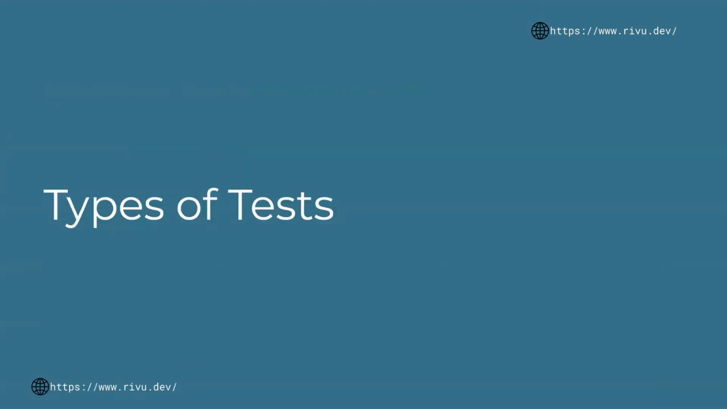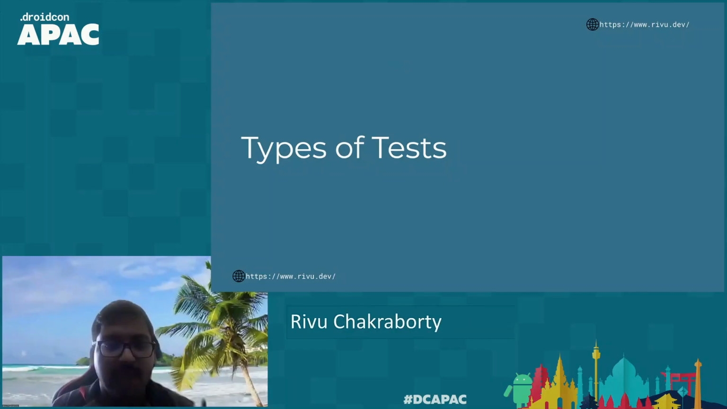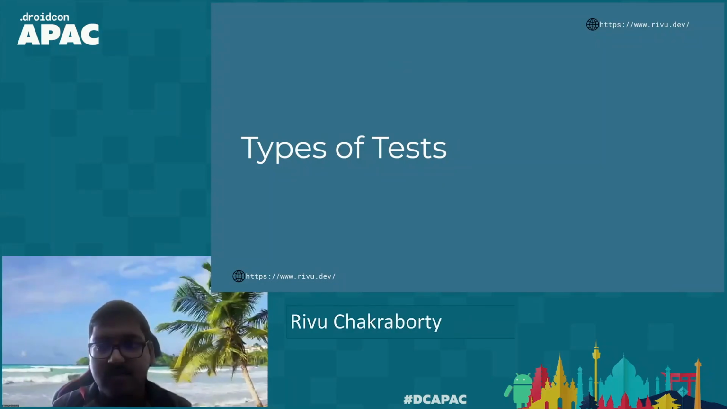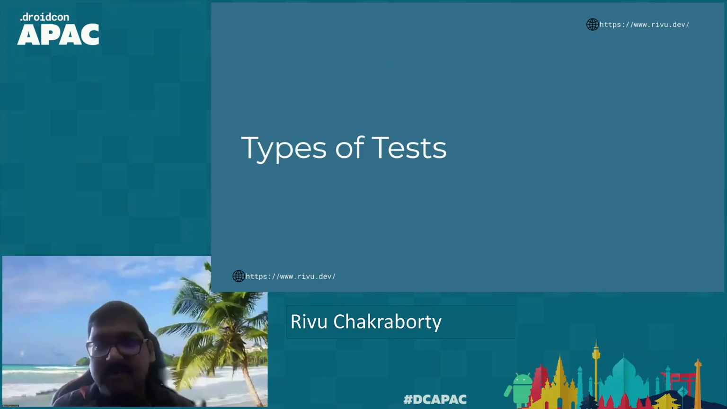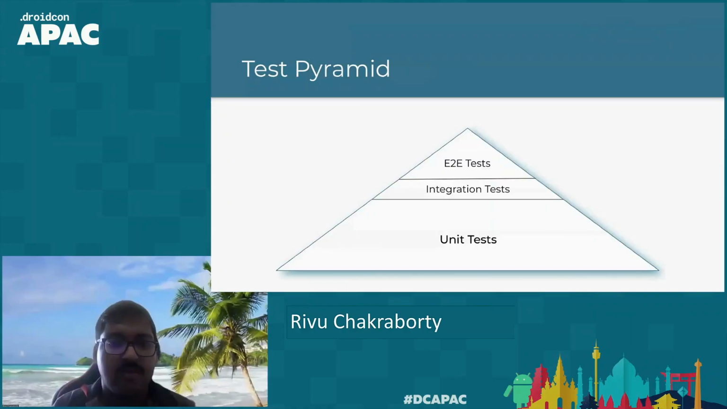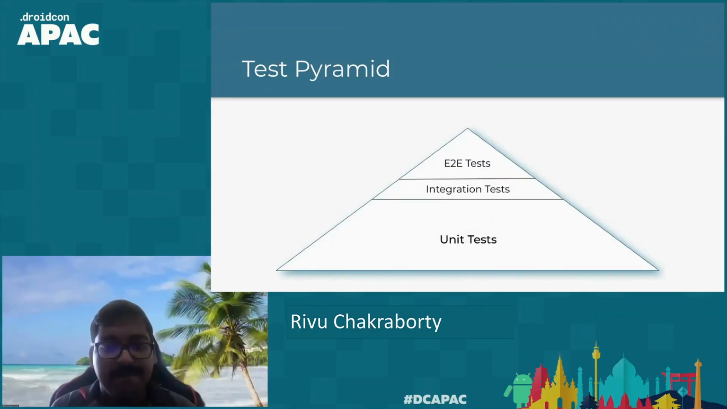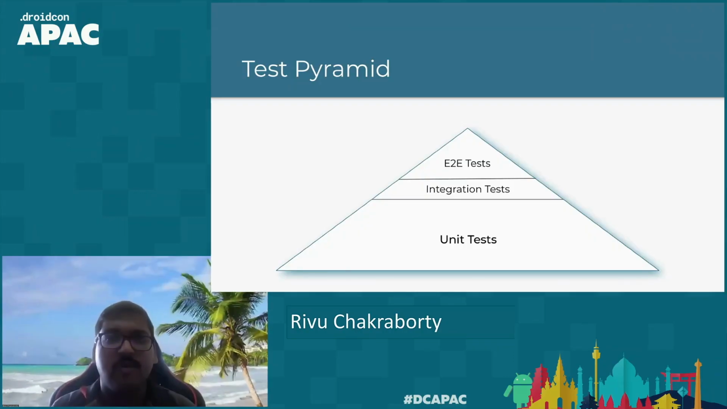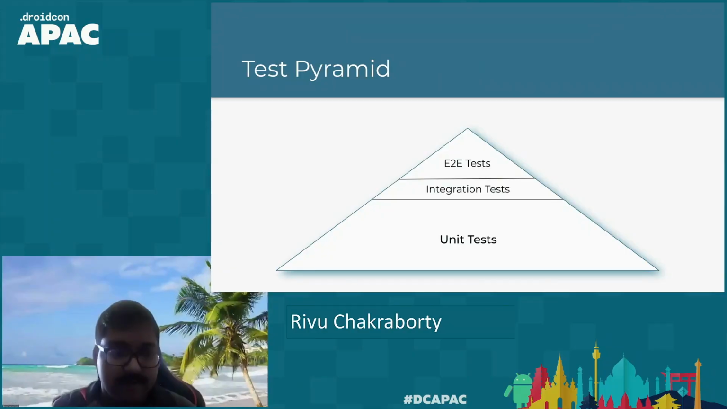So let's talk about types of tests, right? Today's talk is not only about Spek, it's also about TDD. So when we talk about TDD or test-driven development, we should first talk about types of tests. So this is basically the test pyramid. At the bottom there are unit test cases. So when or how should you write unit test cases?